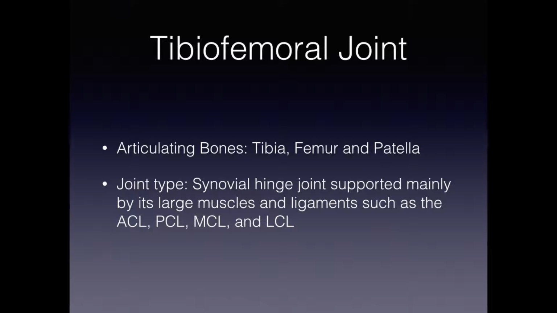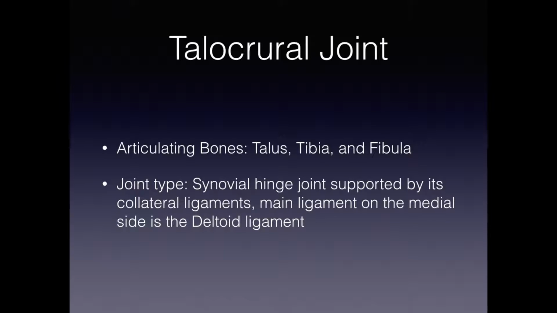Tibiofemoral joint, articulating bones: tibia, femur, and patella. Synovial hinge joint supported mainly by its large muscles and ligaments such as the PCL, ACL, MCL, and LCL. Talocrural joint, articulating bones: talus, tibia, and fibula. Synovial hinge joint supported by its collateral ligaments. The main ligament on the medial side is the deltoid ligament.